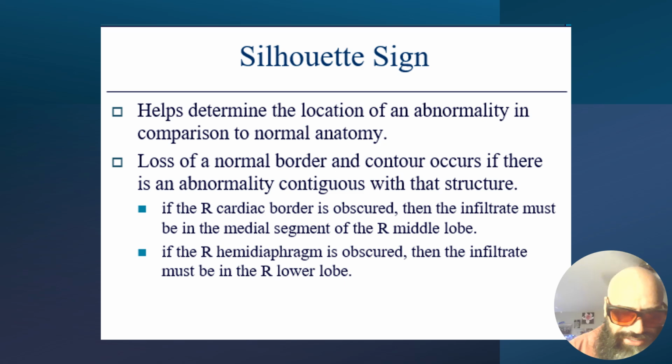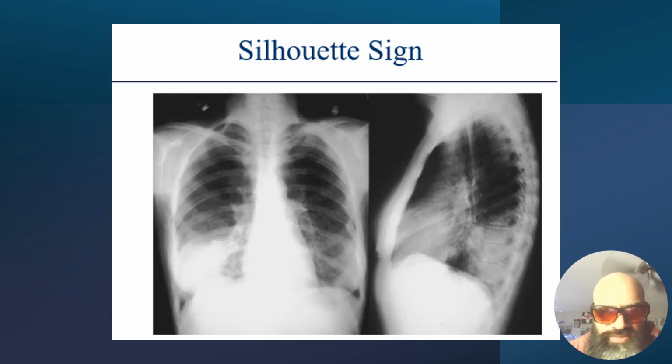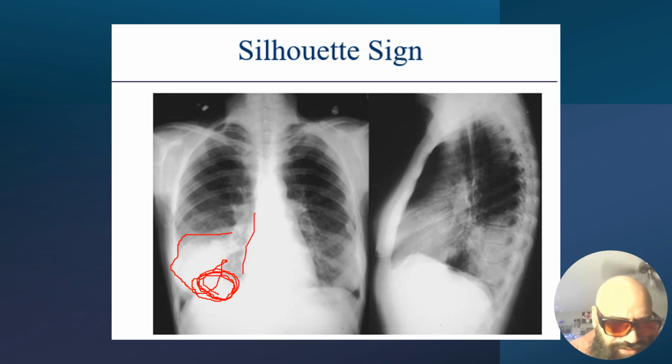This is known as a silhouette sign. Okay, so get familiar with that terminology and the description of it here. As we can see here, this is a right lower lobe pneumonia or consolidation. Now the right hemidiaphragm and border is obliterated here, so there's a good silhouette sign here as well. You can still kind of see the cardiac border here, but eventually as this patient continues to demise, you may start to see loss of that cardiac border as well.